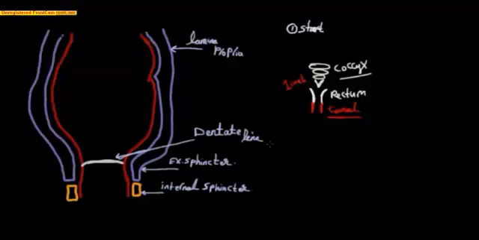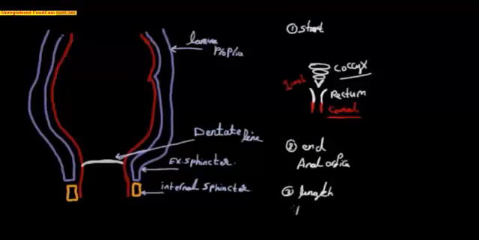Then second thing, I'm going to talk about the end, where it ends. It ends in the anal orifice, as you can see here. The length of the anal canal is 4 centimeters, or they said 1 and a half inches. This is all the things that will help you to understand the anal canal. Then we will talk about something more important, which is the relations of the anal canal.